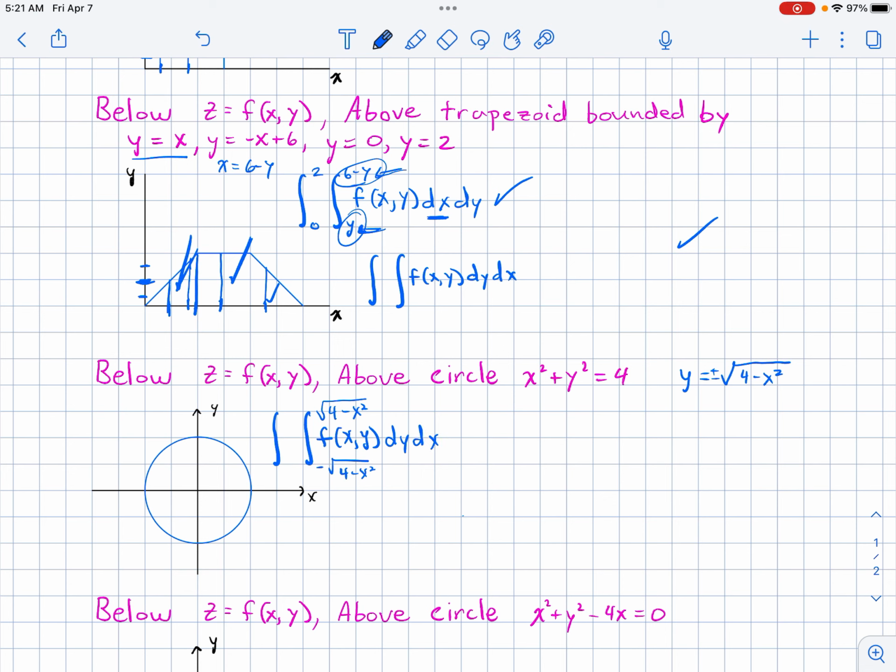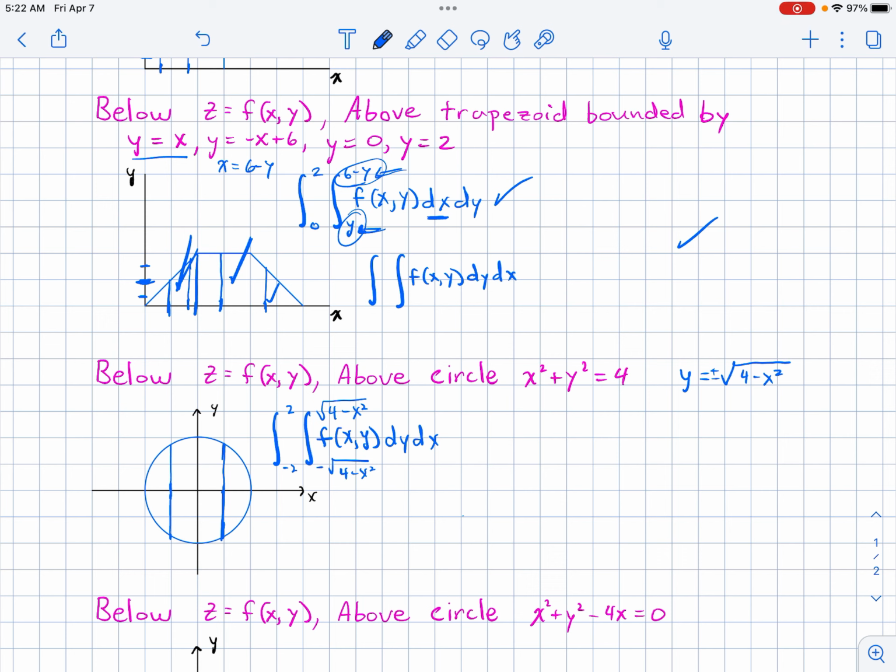Let's just see what this looks like. So then integrate with respect to x. Now notice what we're saying. No matter how I choose x, y goes from down here all the way up to here. In other words, it goes from negative square root of 4 minus x squared to positive square root of 4 minus x squared. If I choose x over here, I go from down here to up here. So x goes from negative 2 to 2. See? Because the circle has a radius of 2. So it goes from negative 2 to 2.